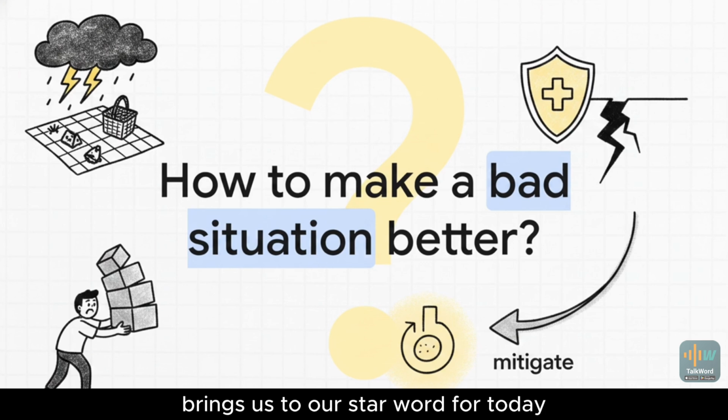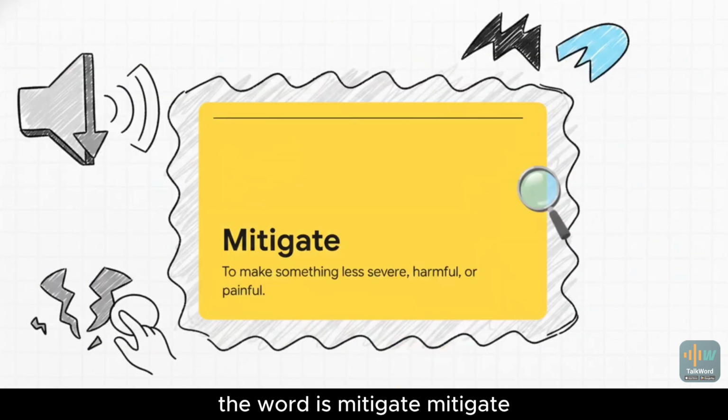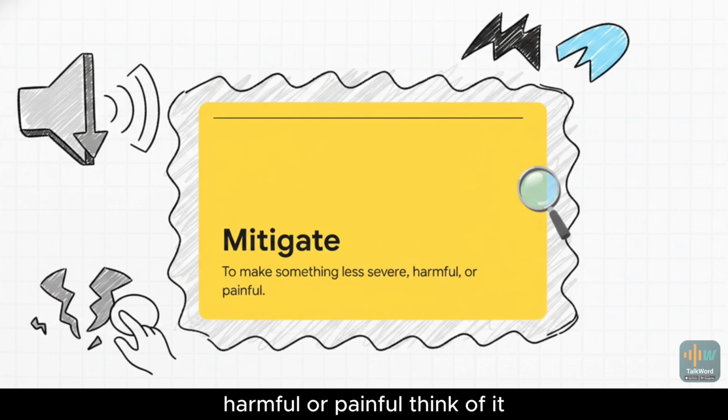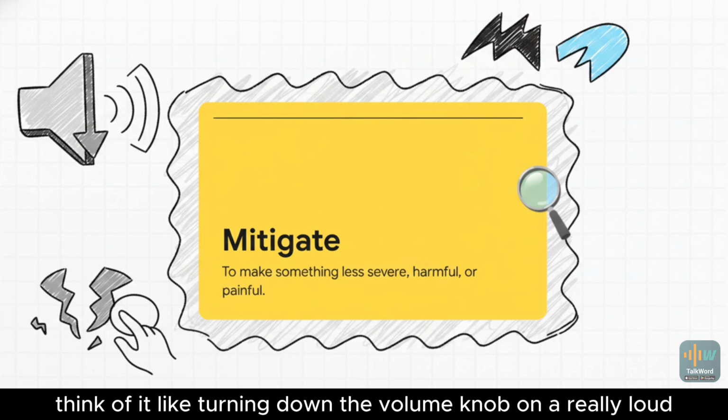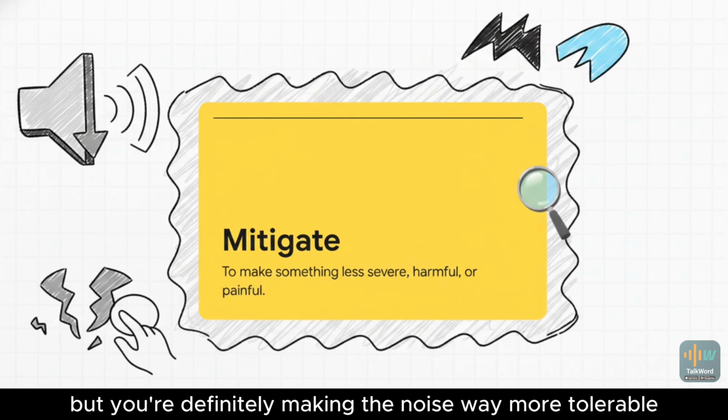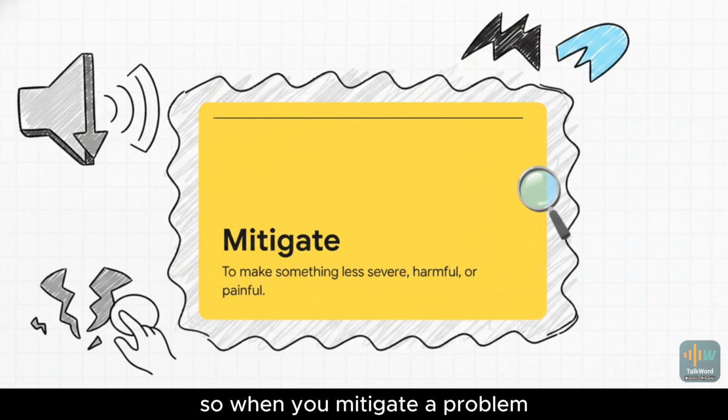And that, my friends, brings us to our star word for today. The word is mitigate. Let's break that down real quick. Mitigate. It's a verb, and it basically means to make something less severe, harmful, or painful. Think of it like turning down the volume knob on a really loud, annoying noise. You aren't turning the speaker completely off, right? But you're definitely making the noise way more tolerable. So when you mitigate a problem, you're actively reducing its negative impact. You're taking the edge off.